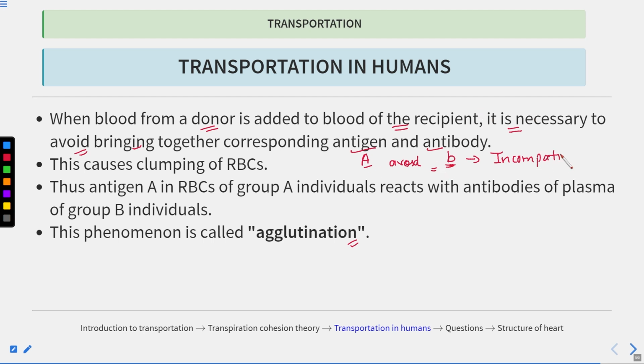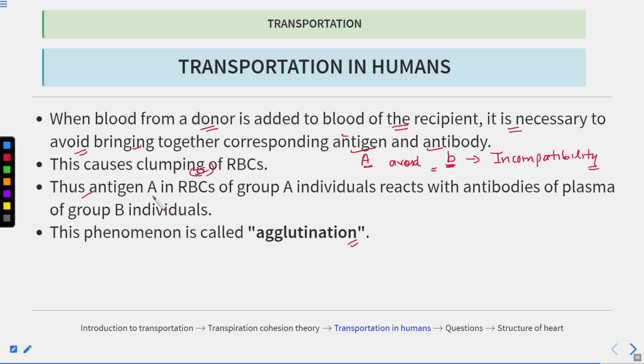incompatibility, or it can cause the agglutination reaction, and because of that, thick clots of blood can form or clumping of the RBCs can happen. Okay, so this causes the clumping of the RBCs whenever the antigen and the antibody react with each other and if they are of the corresponding type. All right, meaning A antigen is present and B antibody is present.